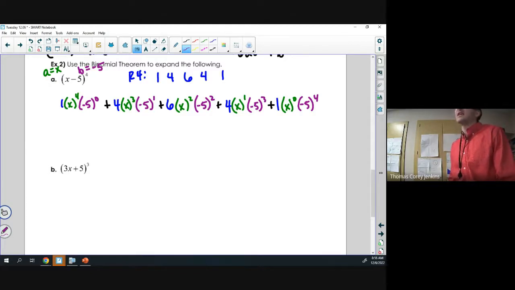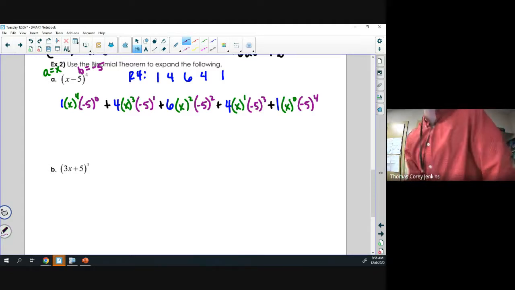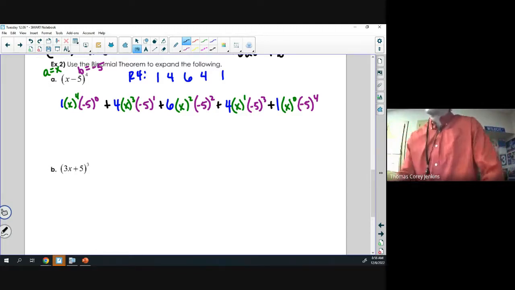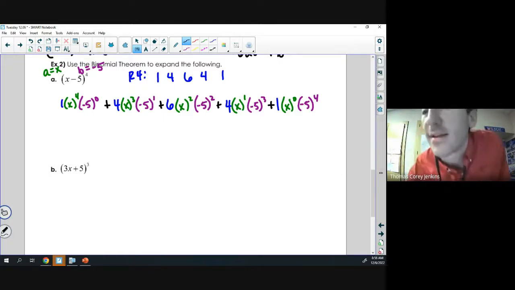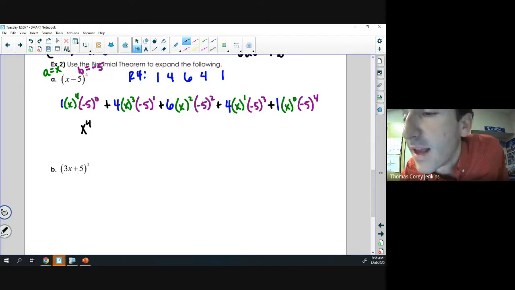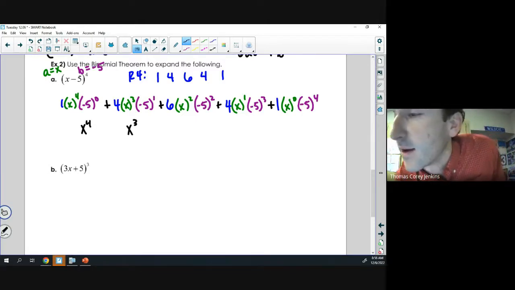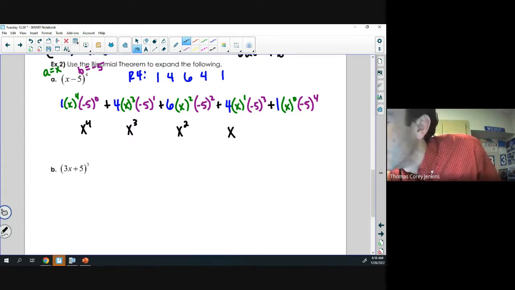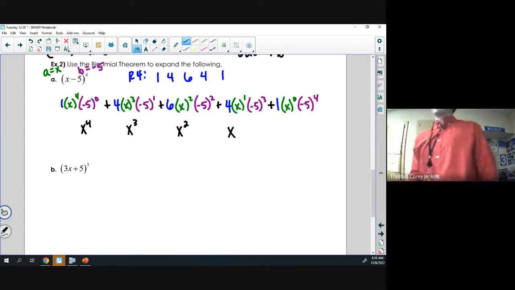All right, now we clean every term up. The only work you really should have to do is for the coefficients. So let's go ahead and copy down the easy part first. Let's just do the variables, just x to the whatever power. My first term is going to end in x to the 4th. My second term is going to end in x to the 3rd. Then I'll have an x squared term, an x term, and then x to the 0 is just 1.